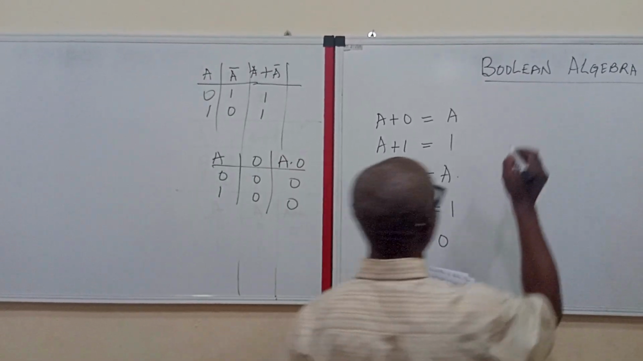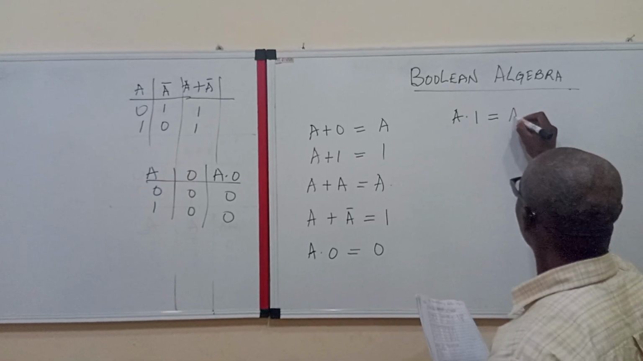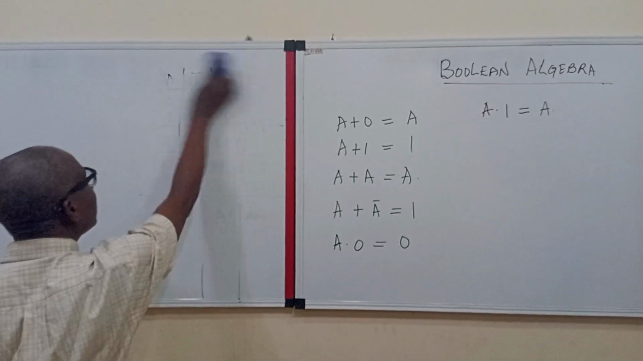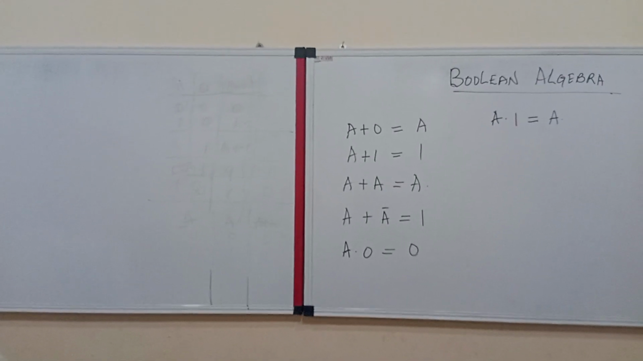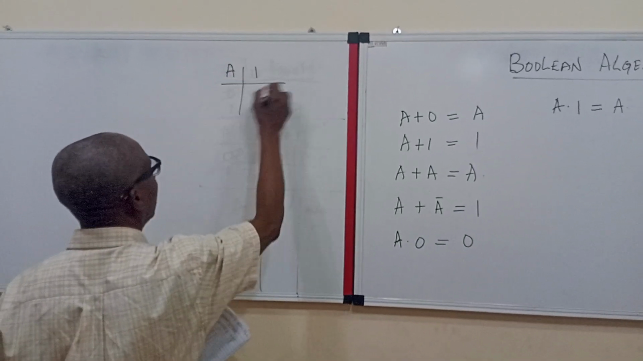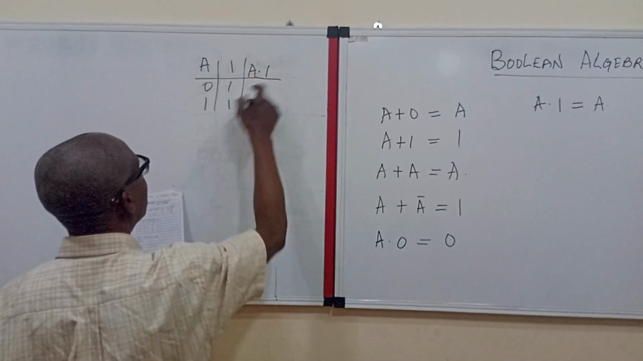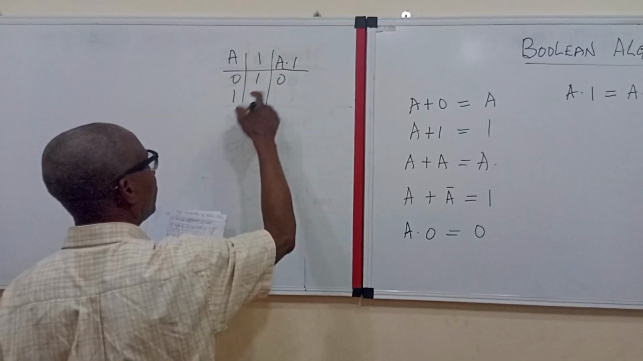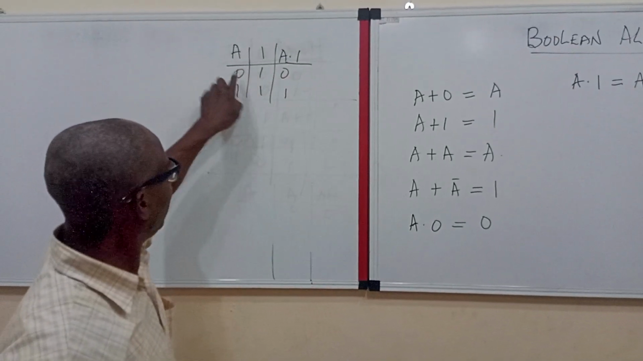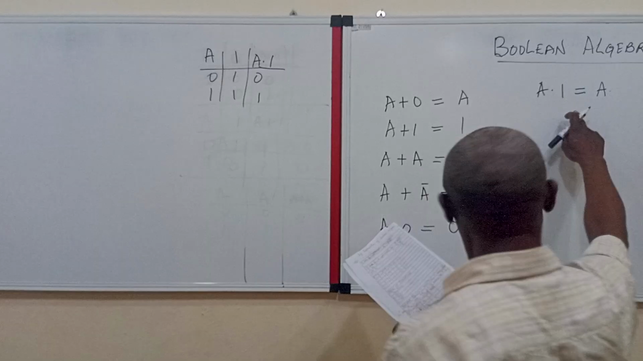Now let's do A dot 1. A dot 1 will give us A. How do we get that? We use our truth table again. The mathematicians will do some other proof. If we do our truth table, we have A and we have 1, so 0, 1, 1, 1. So we have A and 1. 0 and 1 will give us 0, 1 and 1 will give us 1, true and true. So you see that this is a reflection of A: 0, 1, 0, 1. So A dot 1 will give us A.